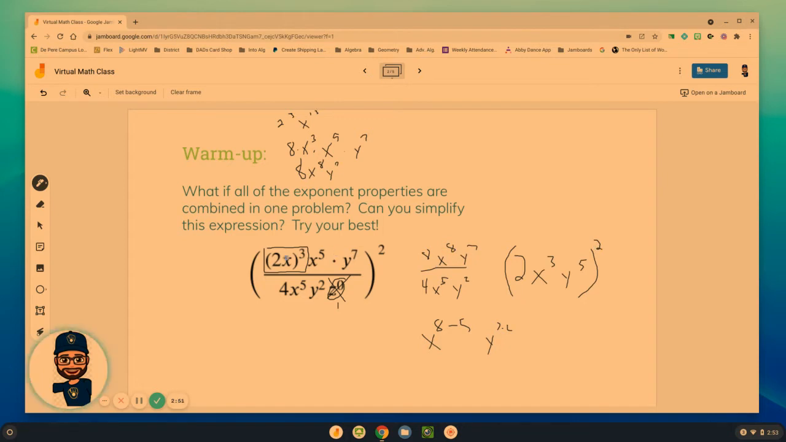So I simplified everything on the inside first, and then I have to remember that I have it to the 2nd, which means I have 2 of these. 2 squared is 4. X to the 3rd squared is x to the 6th. Y to the 5th squared is y to the 10th. So this is our simplified answer. This is just testing your knowledge on all of those properties and rules.